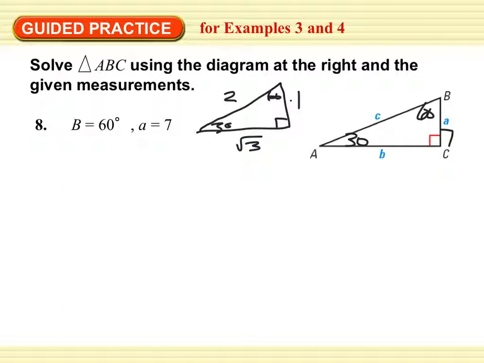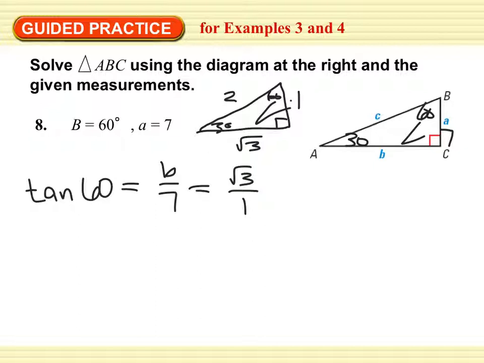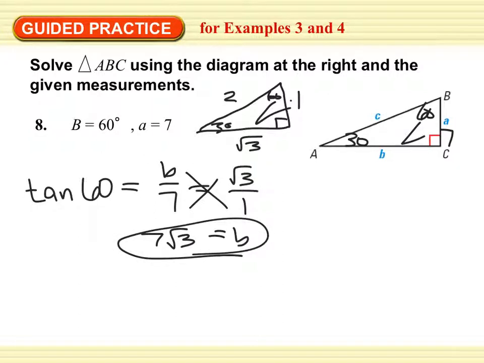Okay, so I'm going to do tangent. I don't know why. We'll do tangent of 30. Let me think. Nope, let's do tangent of 60. I'll tell you why I decided that in a second. Opposite over adjacent, B over 7 equals opposite over adjacent, square root 3 over 1. Okay, cross multiply, I get B equals 7 root 3, and I can leave it as that. 7 root 3.